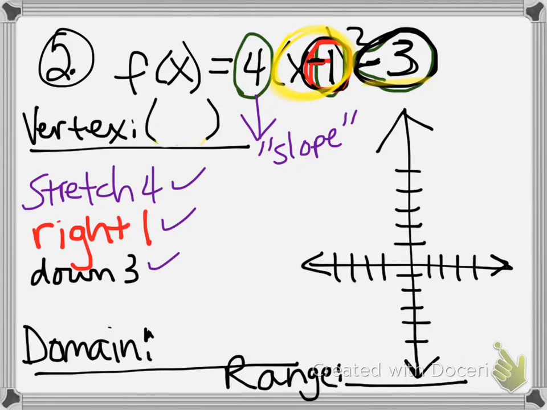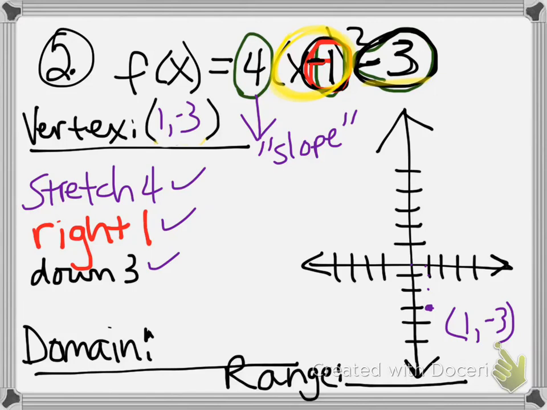So starting at the origin, I'm going to go right 1 and down 3. So right 1, down 1, 2, 3. That's going to be where my vertex is, right? Hopefully I can get the dot. There it is. Okay, so now if you look at this, I've moved right 1 and down 3. The coordinates of this point are 1, -3. So that's your vertex, 1, -3.